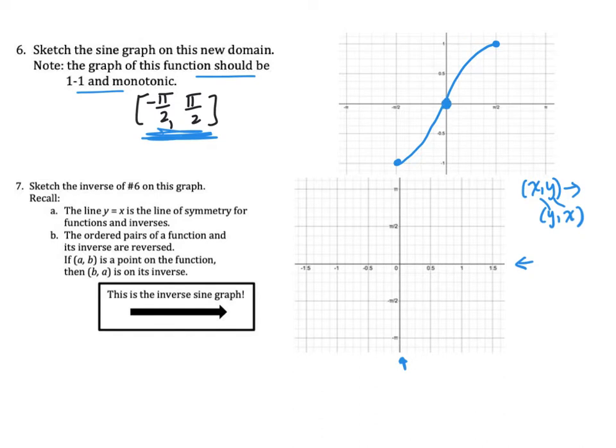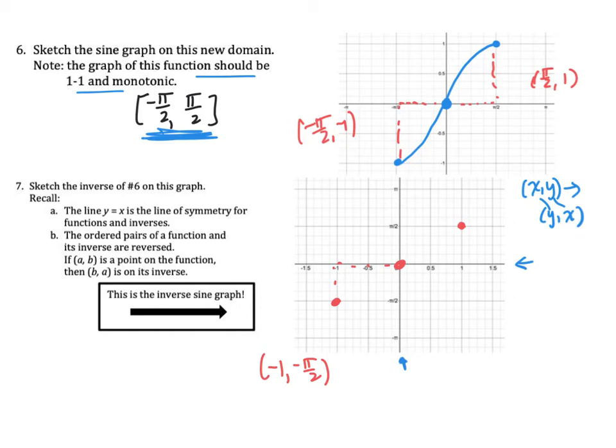So I see I have this (0, 0). Actually, I'm going to use a different color. It's going to go through (0, 0) still, but here I went to the right pi over 2 and up 1. So the ordered pair was (pi over 2, 1). So down below, I'm going to go to the right 1, up pi over 2. And then here I went left pi over 2, down 1. So when I switch that ordered pair, it's going to be (-1, negative pi over 2). So I go to the left 1 and down negative pi over 2. And so my graph looks something like this.